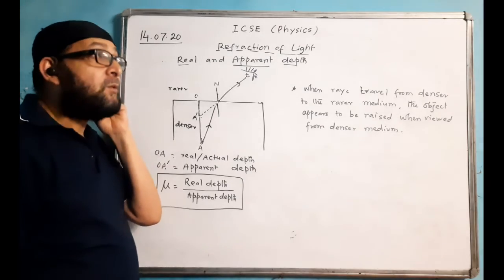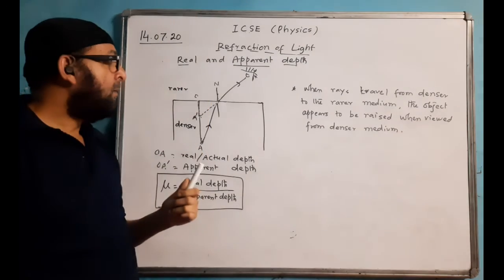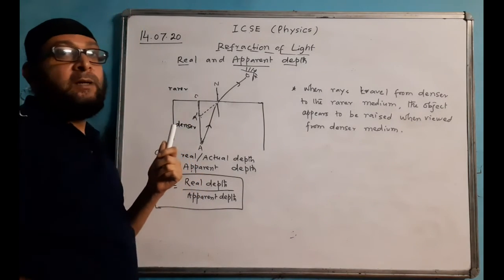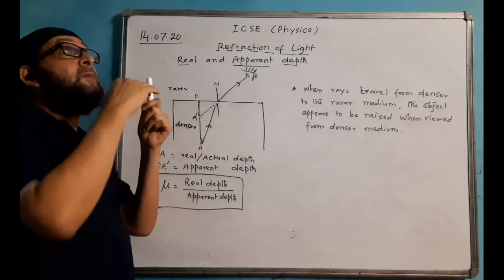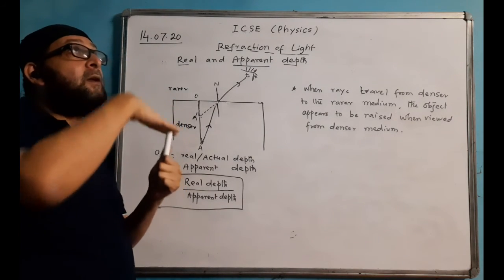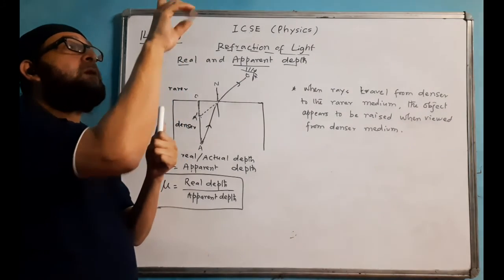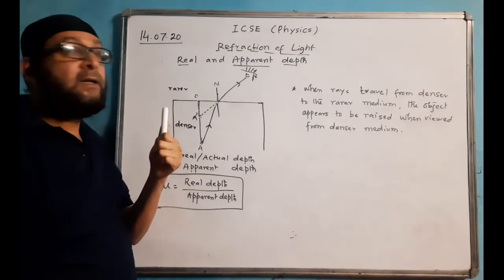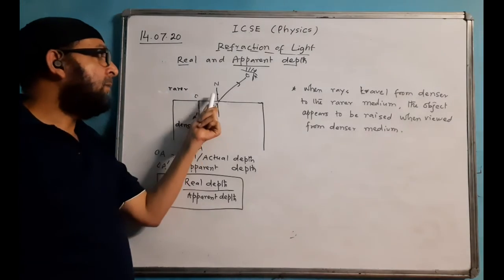What I mean to say is, suppose we are seeing a very high tower, then the tower will appear to be slightly raised than its actual position. Because we are in the denser medium, air density is more on the ground, and as we go higher, the density keeps on decreasing. The actual position of this tower will appear to be slightly raised. That means it will appear slightly taller when viewed from the denser medium.